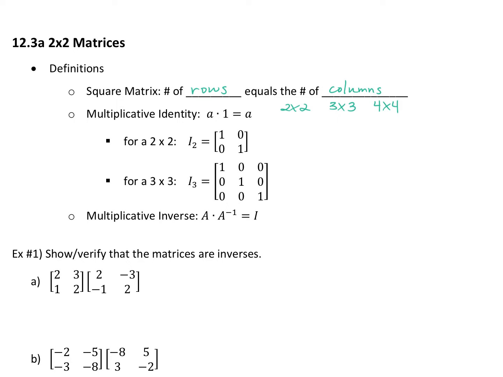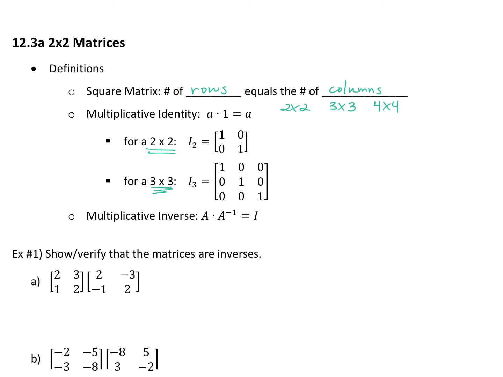A multiplicative identity is if I take a number and multiply it by 1, I should get that number back. We talked about that idea back in, probably the first chapter. So when we have this multiplicative identity, this thing that gets us the same thing back, it always looks the same. It just grows depending on what matrix you're working with. So for a 2 by 2, that identity matrix is 1, 0, 0, 1. When it's a 3 by 3, that identity matrix is 1, 0, 0, 0, 1, 0, 0, 0, 1.